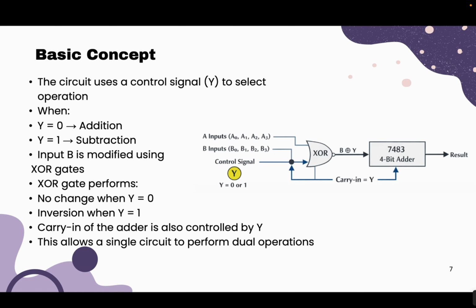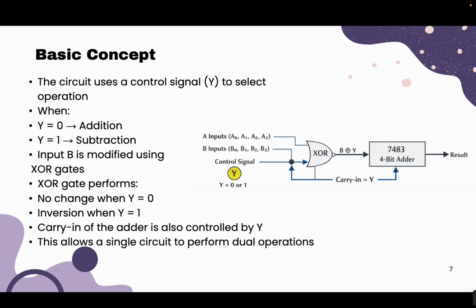Now we arrive at the heart of our project, the basic concept of the 4-bit adder subtractor. So the fundamental question is, how can one circuit perform two different arithmetic operations, addition and subtraction? The answer lies in a control signal called Y. This signal determines what operation the circuit will perform. When Y equals 0, the circuit performs addition. When Y equals 1, the circuit performs subtraction.